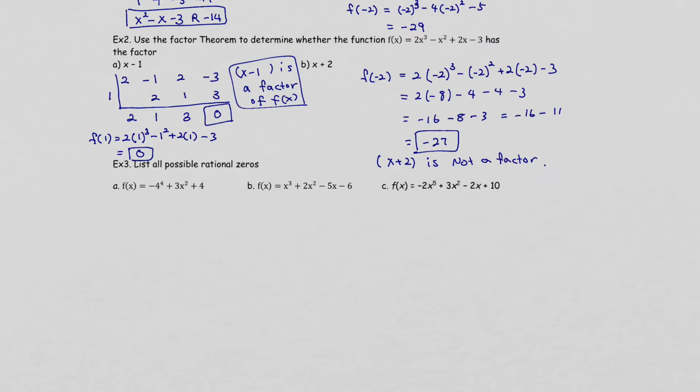The next example, example 3, asks us to find the list of all possible rational zeros. It does not mean it's going to be a factor. Rational zero means this 0, right? The value that will give you your remainder 0. That means that number is going to be a factor of the solutions. So when it says list all possible rational zeros, it means list all the possible solutions, or possible factors, because a factor becomes a solution. If this is a factor, your solution is going to be positive 1, right?